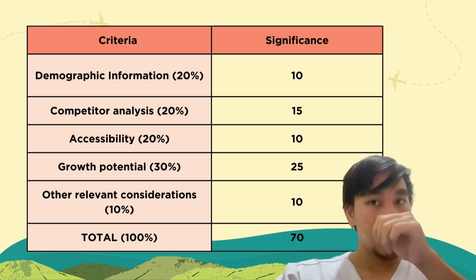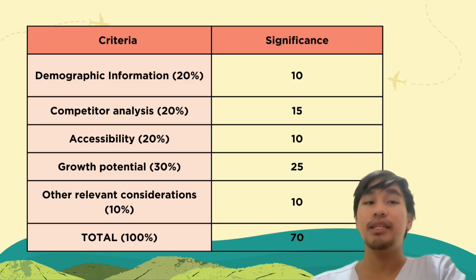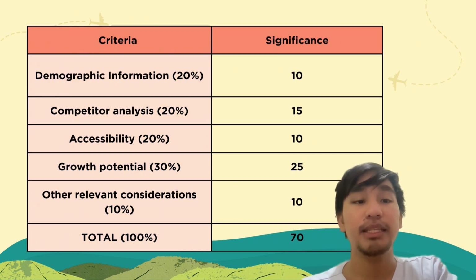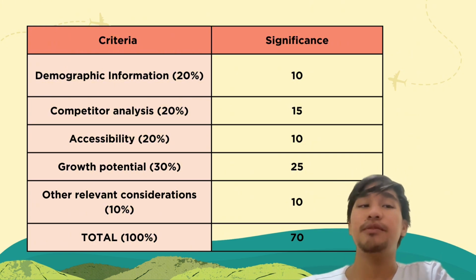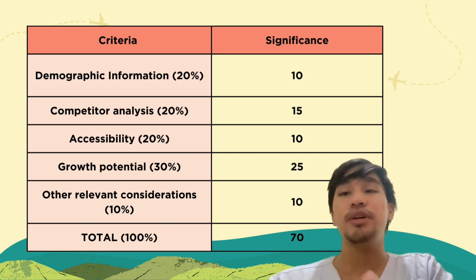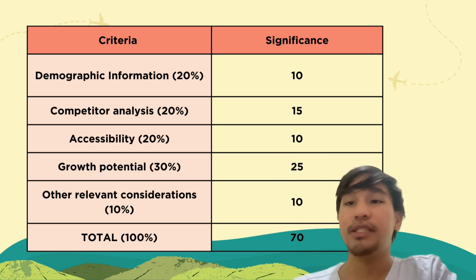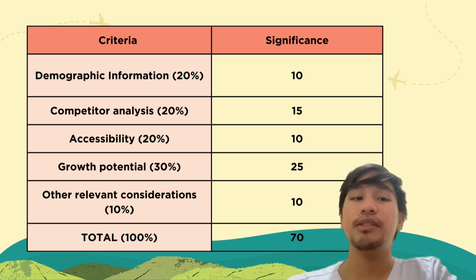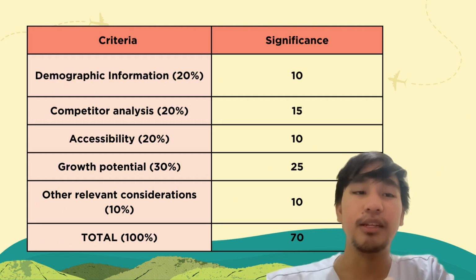practice. So all in all, for demographic information, the significance for Bantayan Island is 10. For competitor analysis, there is less competition, so it's 15 out of 20. Accessibility is 10 out of 20, because you still need to ride a boat or an airplane to get to the island. Growth potential is 25 out of 30, because it has a lot of potential, especially with foreigners wanting to settle down there.